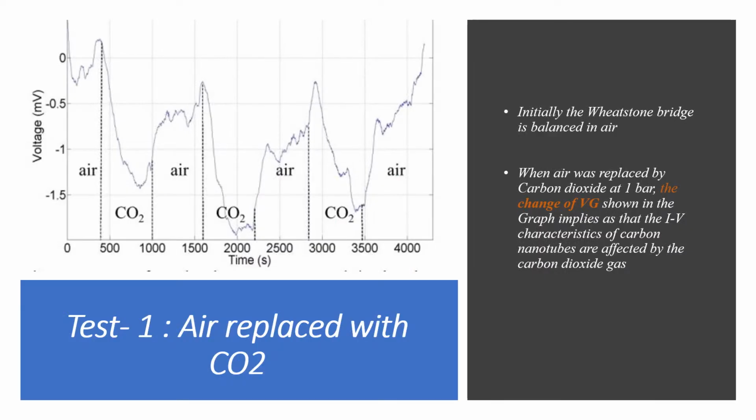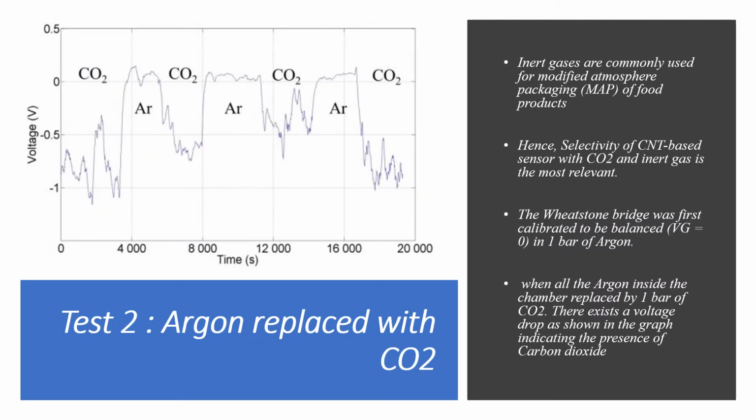Now let's consider sensor test 1. Here initially the Wheatstone bridge is balanced in air, and gradually the air was replaced by carbon dioxide at 1 bar. We can observe a drastic change of Vg, that is the voltage across the bridge legs, which suddenly drops from 0 to negative values as shown in the graph. This implies that the IV characteristics of the carbon nanotubes were affected, indicating the presence of carbon dioxide gas. So let's move on to sensor test 2.